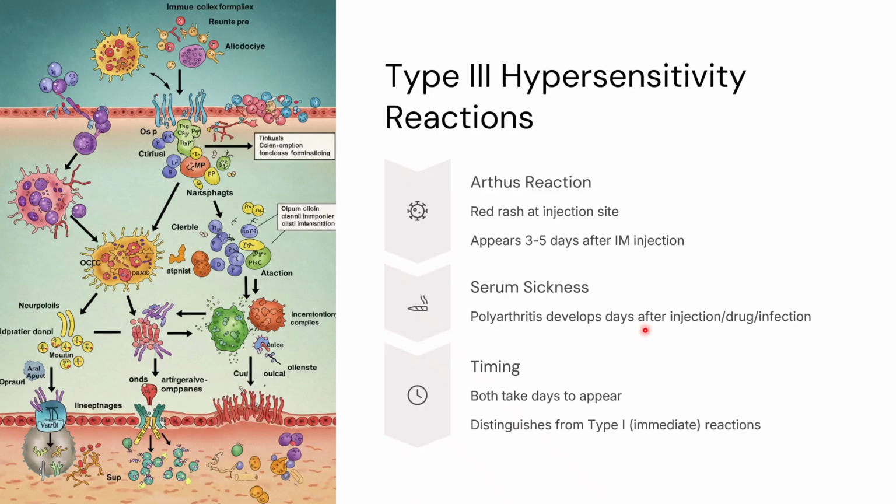3 to 5 days later, she has a red rash in the area of the injection. So when the immune complex is deposited in the area of the injection, it is known as Arthus reaction. Similarly, a middle-aged lady receives IM ceftriaxone and gets polyarthritis a few days later. Now, what does this mean? The immune complex has been deposited in the joints, resulting in polyarthritis. So, what is the diagnosis? The diagnosis is serum sickness, which is a type 3 hypersensitivity.